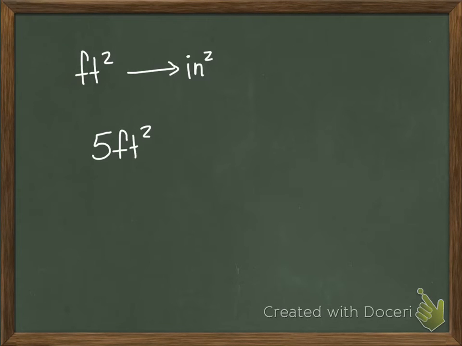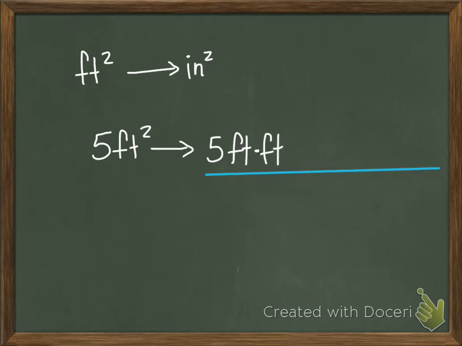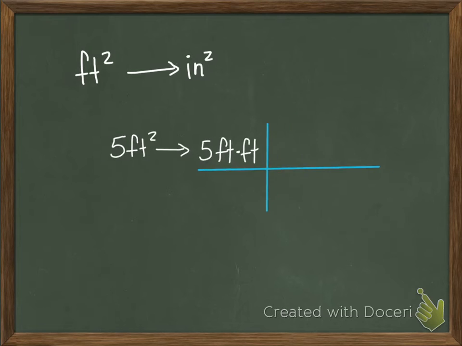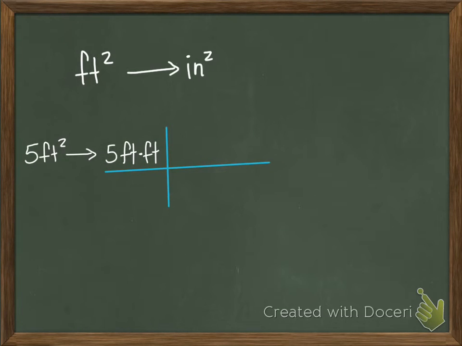Okay. 5 feet squared, I can rewrite this. This is 5 feet times feet, right? Because feet squared is feet times feet. And if I look at it that way, it makes my conversion a whole lot easier. So I'm going to draw my little thing. Only this time, I'm going to move this whole thing over. This time I'm going to convert twice. So I know that there are 12 inches in a foot, right? We know that. So 12 inches is 1 foot.